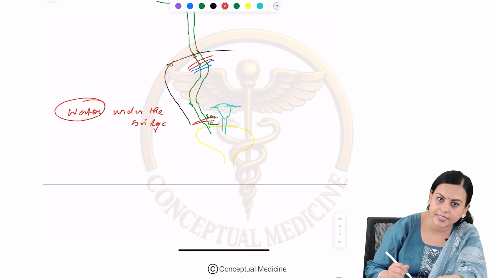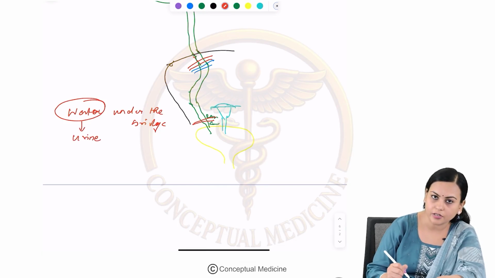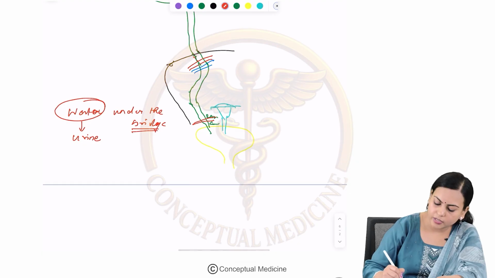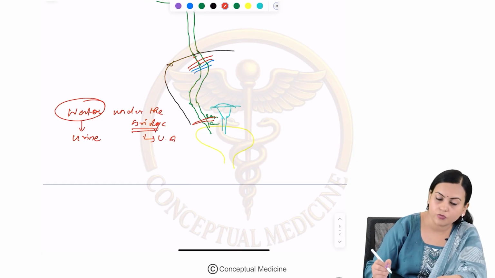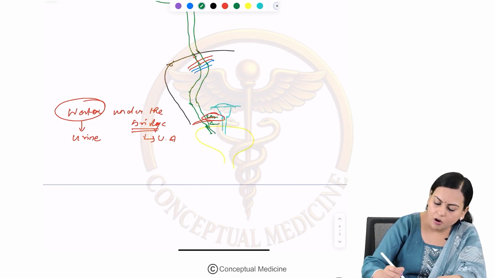What is the water? It is nothing but the urine that is contained inside the ureter and the bridge is nothing but the uterine artery. So it is water under the bridge and this gap is around 2 centimeters. Then it turns downwards and enters on both the sides, this is the course.